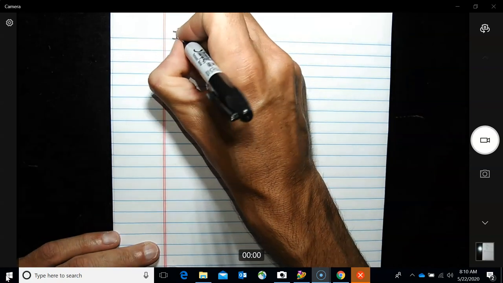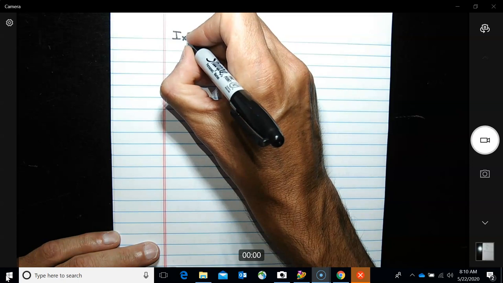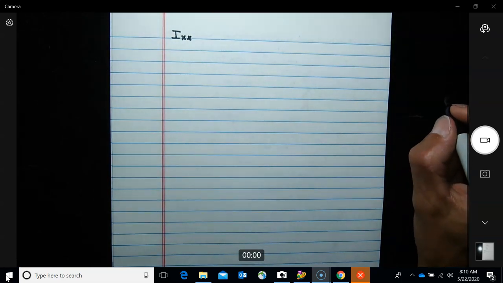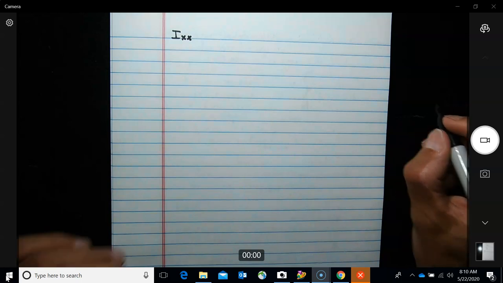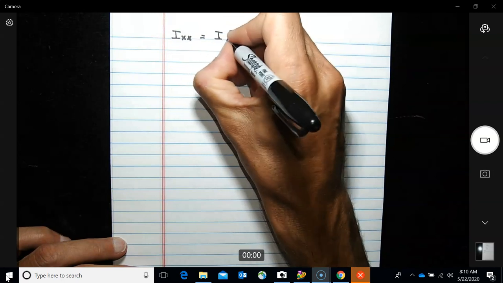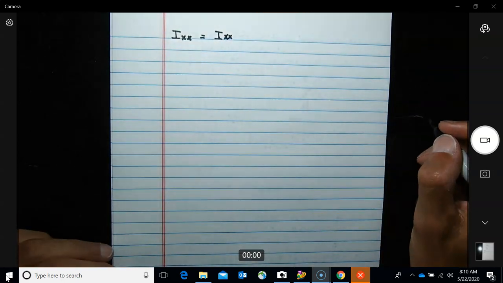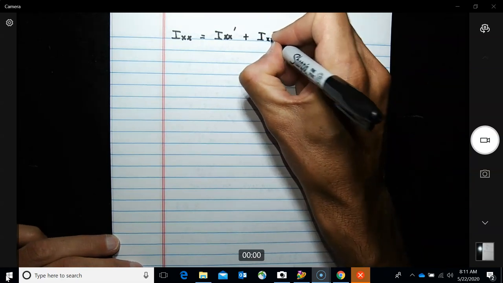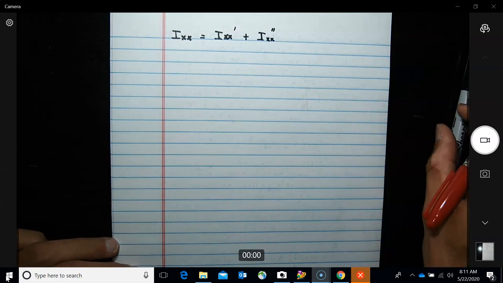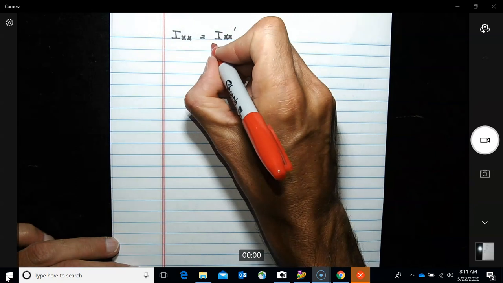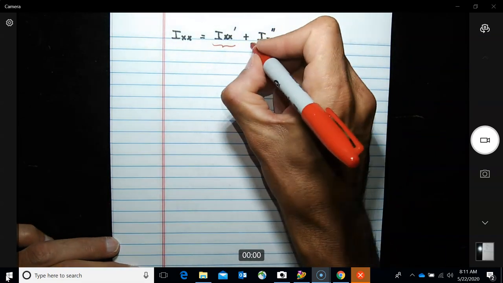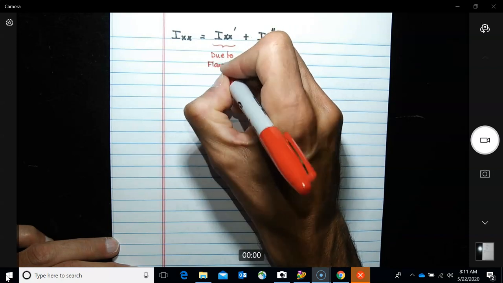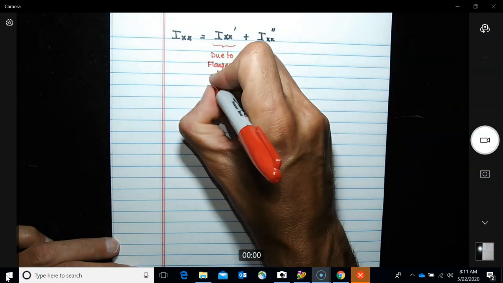Okay, and Ixx over here will be equal to what? So we'll have here, let's say, an Ixx prime plus an Ixx double prime. Okay, so this will be the one due to flanges. Again, the flanges are the same thing as the booms.